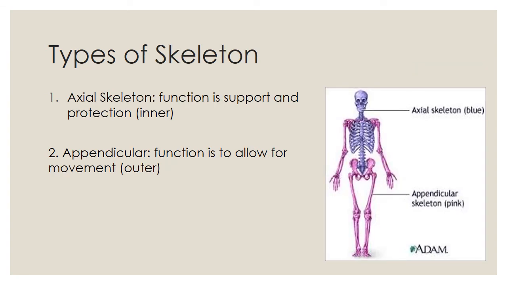And then there's also two different types of skeleton. There's the axial skeleton and the appendicular skeleton. The axial skeleton, if you look at the diagram, is in blue. So the function of the axial skeleton is to support and protect. It's the inner skeleton. So it's protecting our brain, it's our spine, it's protecting our lungs and our heart and our main organs.